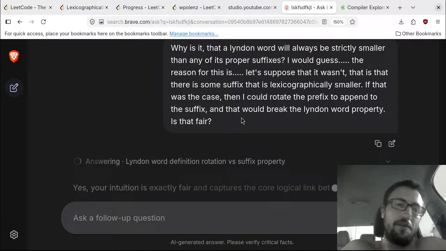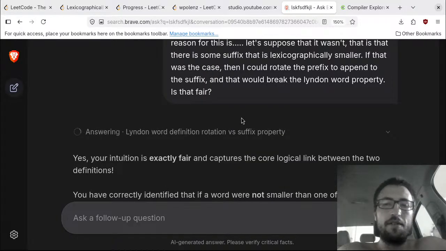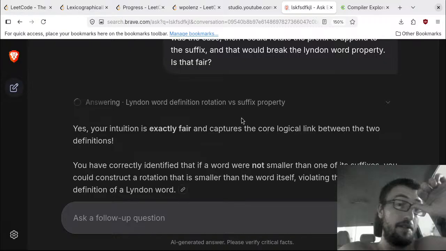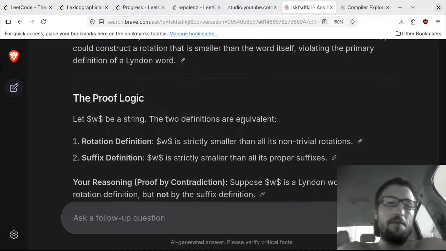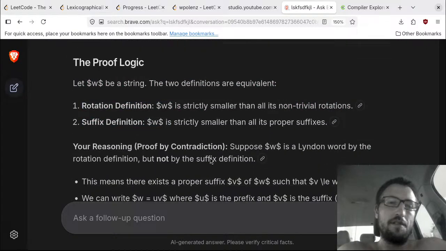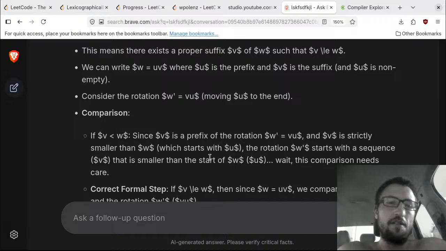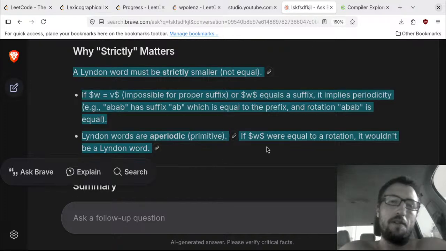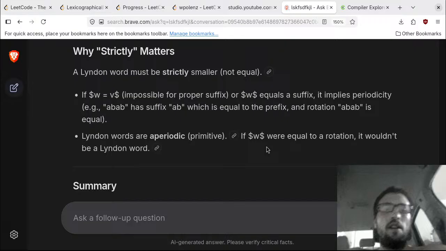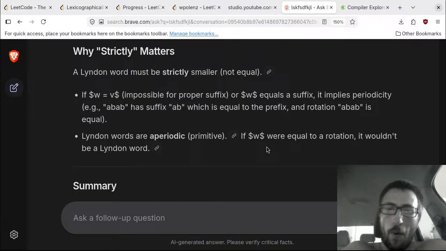Yeah, exactly, fair. It captures the core logical link between the two definitions. Correctly identify that if a word were not smaller than one of its suffixes, you could construct a rotation that's smaller than the word itself, violating the primary definition of a Lyndon word. Reasoning: proof by contradiction. Okay, got it. Strictness matters. A Lyndon word must be strictly smaller, not equal. Lyndon words are aperiodic, primitive. If W were equal to a rotation, it wouldn't be a Lyndon word.